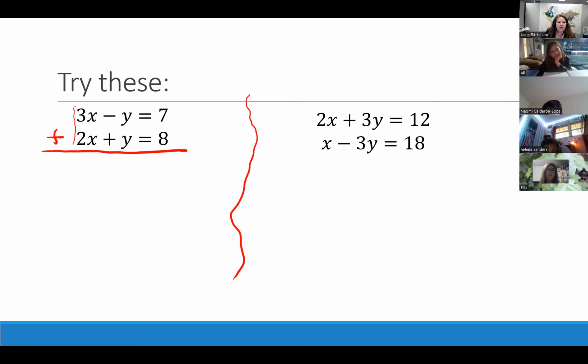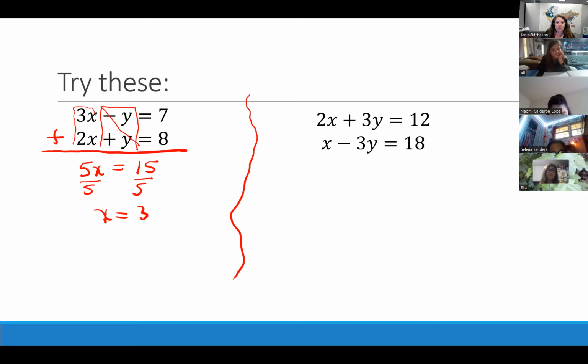So all I'm going to do is combine like terms. 3x plus 2x is 5x. My y's will cancel each other out. -y plus y is 0. That's why we call it elimination. And then 7 plus 8 is 15. So to solve for x, I'm going to divide both sides by 5. And I see that x is equal to 3. Isn't that easy? This is the best way to solve.